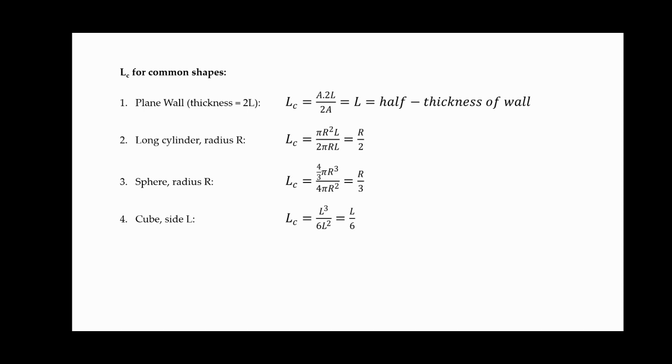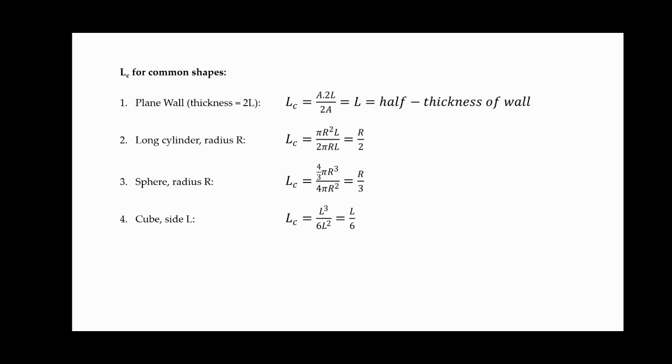Third one, a sphere with radius R. Characteristic length is equal to volume by area, where the volume of the sphere is given by 4 by 3 pi r cube, and the surface area of the sphere is given by 4 pi r square. So the characteristic length is R by 3.